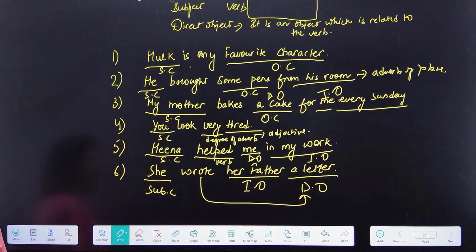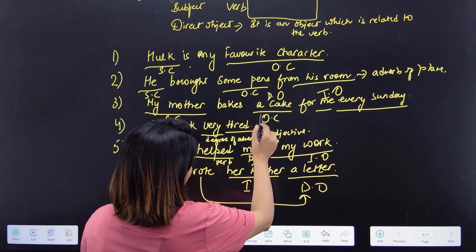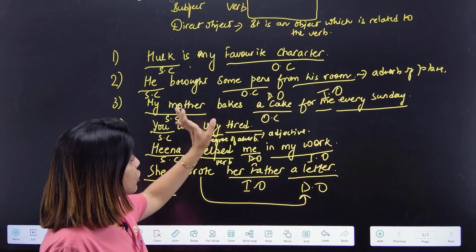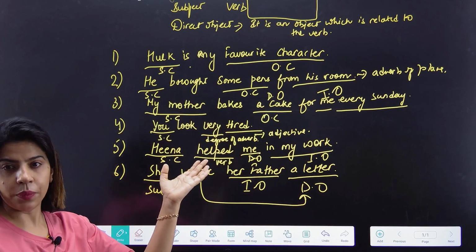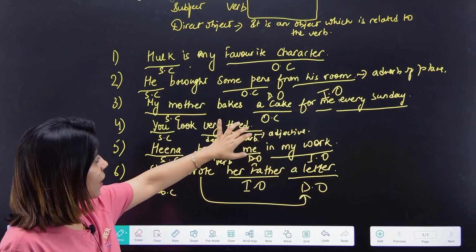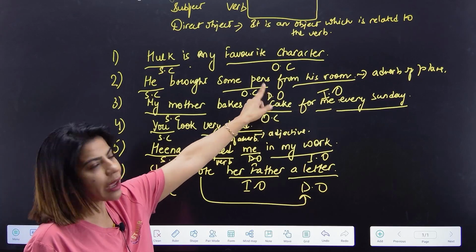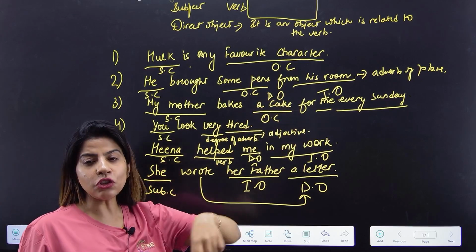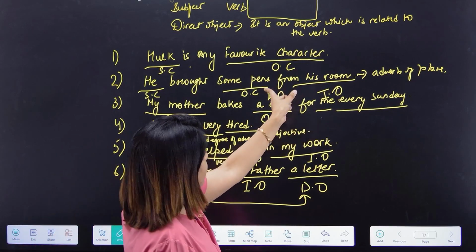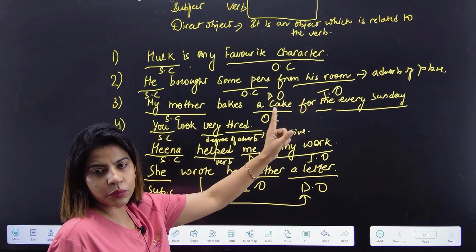My mother bakes a cake for me. इसमें दो ऑब्जेक्ट्स हैं. एक है केक और एक है मी. So the object which is related with the verb. So bake क्या किया? What did she bake? A cake. Baking is directly related to the cake, so we will call cake as direct object. And whom did she bake it for? She baked it for me. So the object which is related to the direct object is the indirect object. So direct object, indirect object.